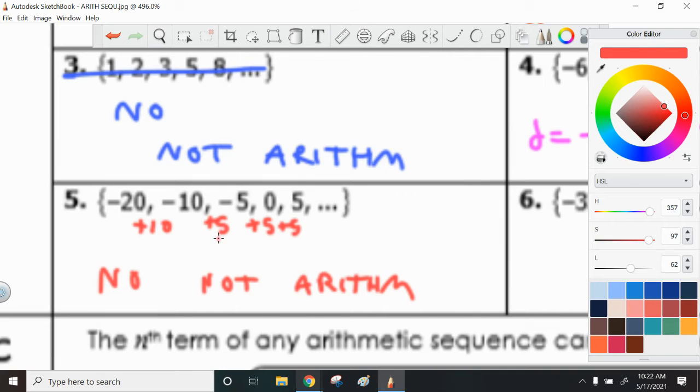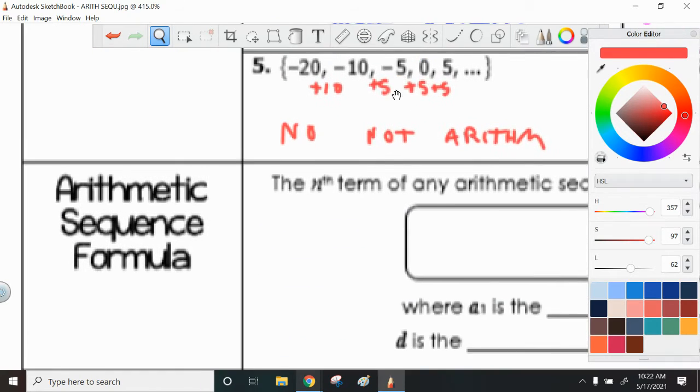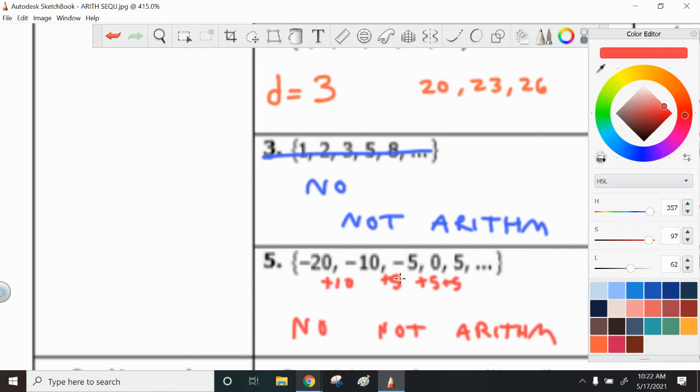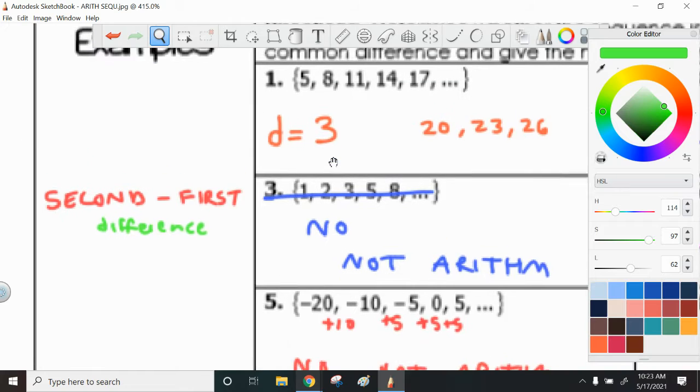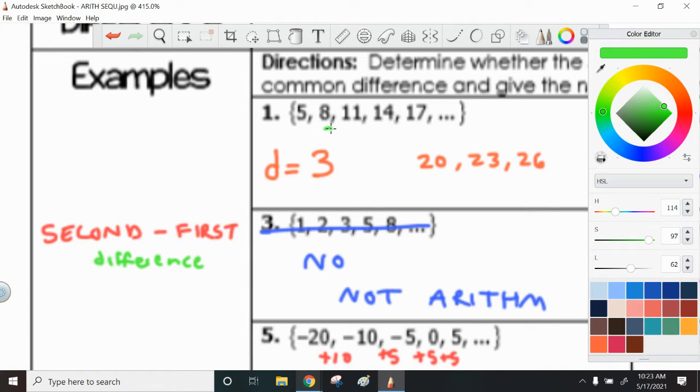Now, a little strategy that you can use, okay, is that we can take second minus first, and that will tell us the difference. I mean, if we do a number minus a number, that will literally tell us the difference between the numbers. So, if we go up here maybe for number 1, that would be 8 minus 5, which is 3. And that's a way to find the difference.